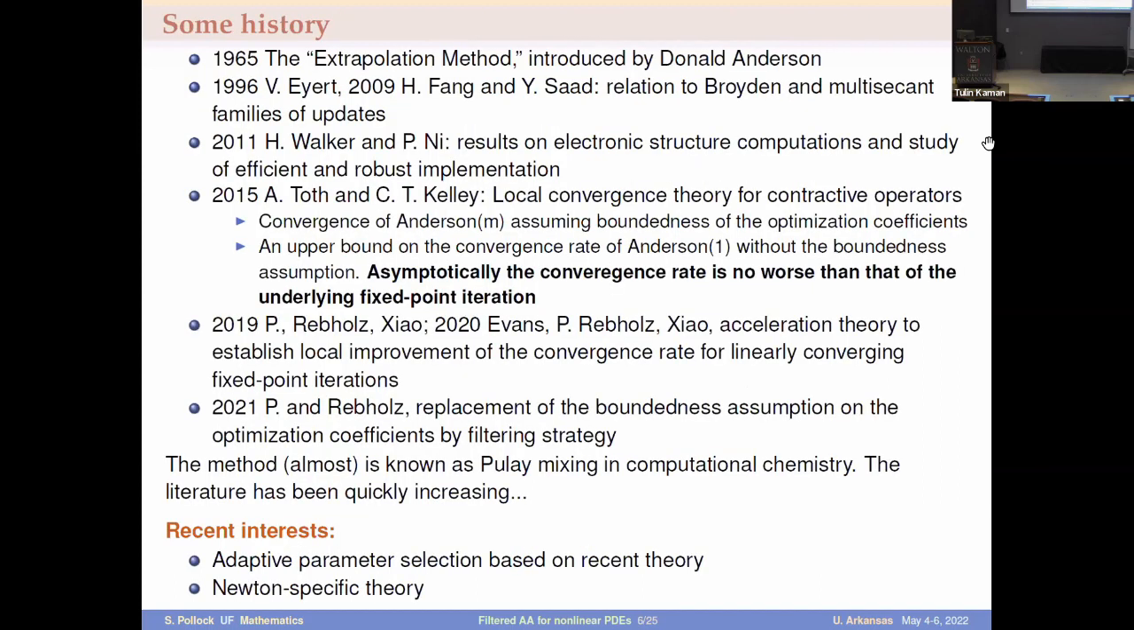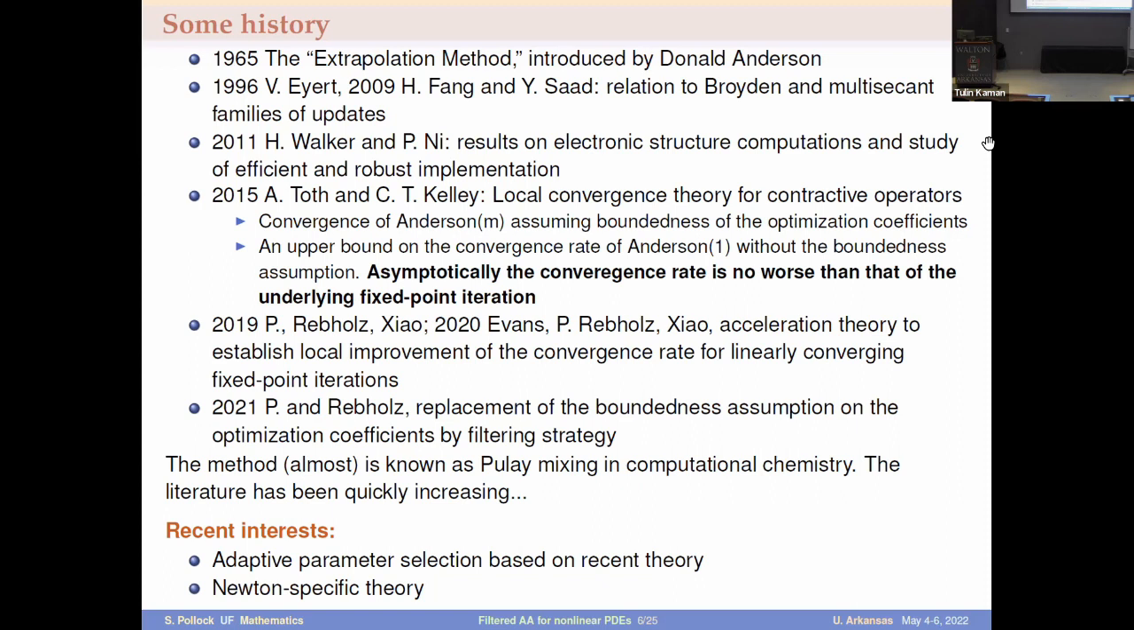So here's a little history behind the method. It was introduced in 1965 by Donald Anderson. He called it the extrapolation method, but we tend to call it Anderson acceleration now. A couple of nice papers are from 1996 and 2009, which relate Anderson to the generalized Broyden and multi-secant families of updates. This 2009 paper by Fang and Saad is one of my personal favorites.